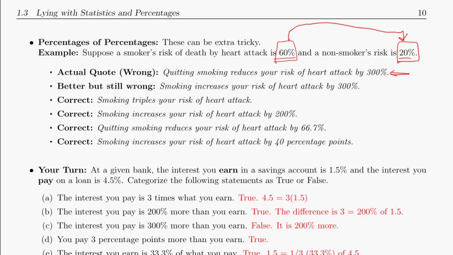But the truth is, it doesn't reduce your risk by 300%, because, listen, whatever your risk is, if you reduce it by 100%, your risk is down to 0. So you're not going to reduce it by 300%.